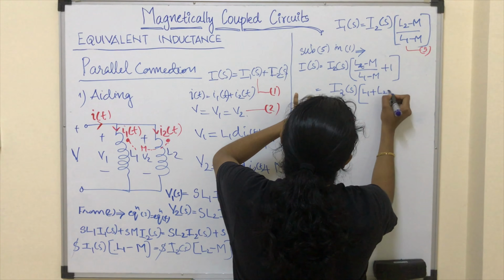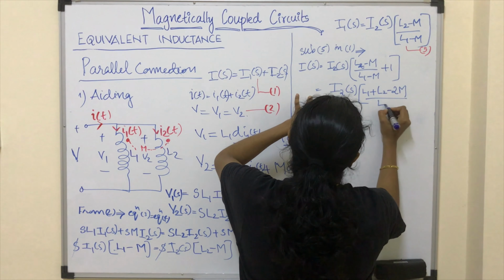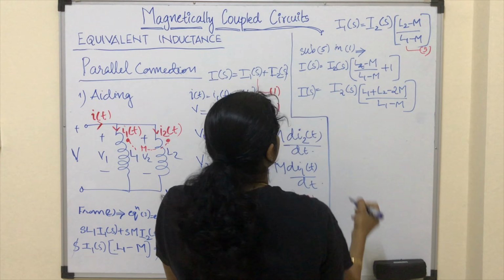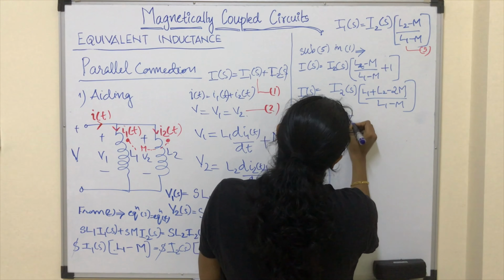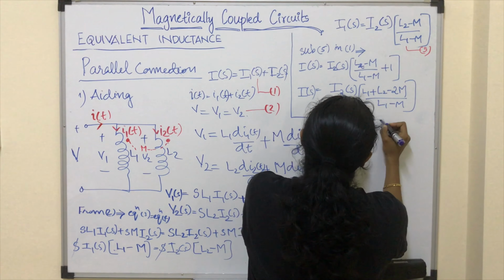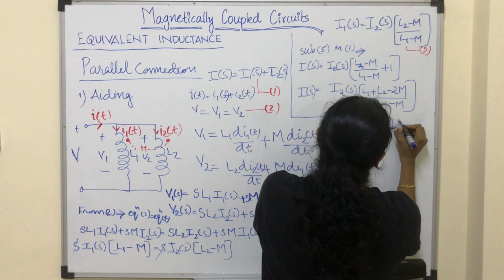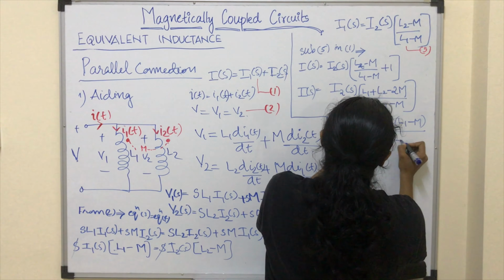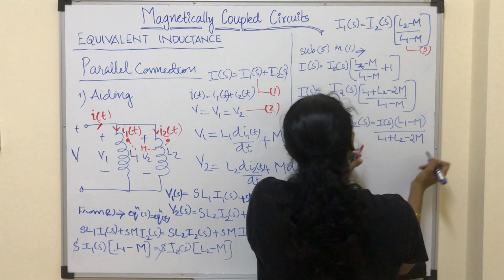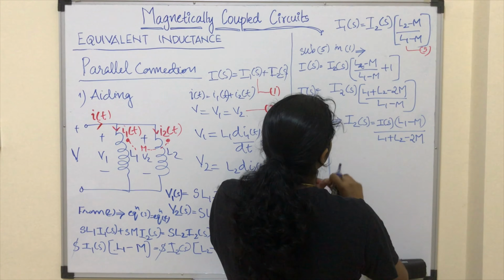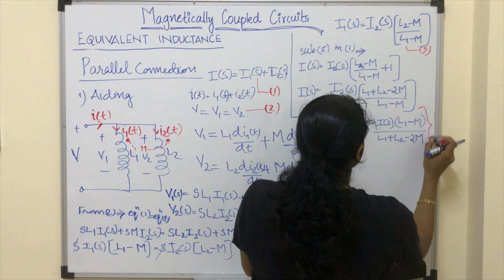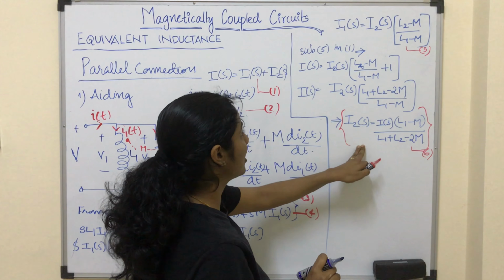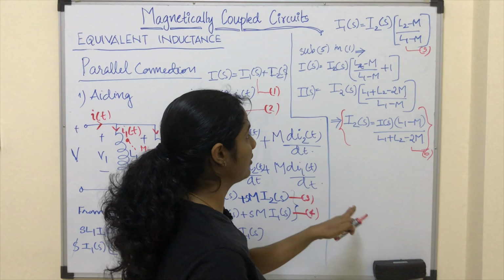which is equal to I2 of S into (L1 plus L2 minus 2M) divided by (L1 minus M), I of S. Okay, which implies I2 of S is equal to I of S into (L1 minus M) divided by (L1 plus L2 minus 2M). This is equation number 6.